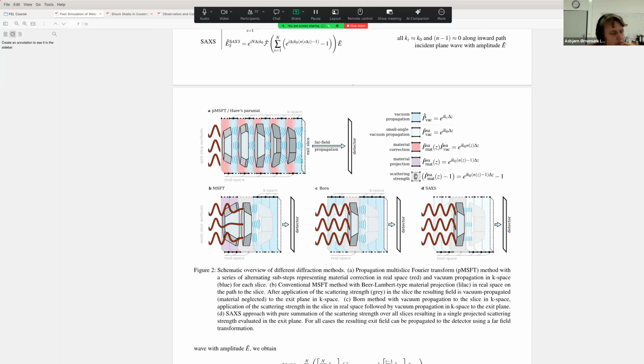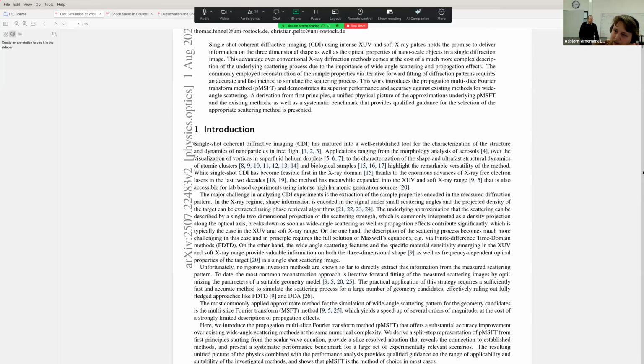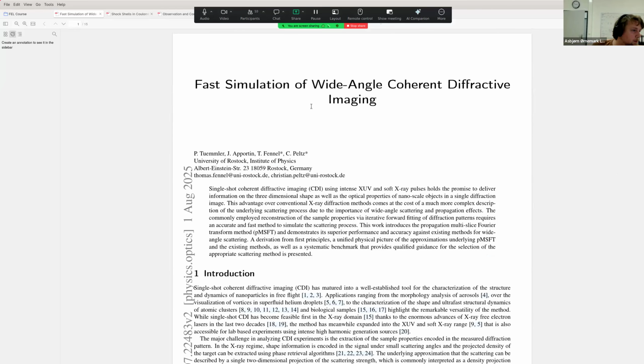But my impression is that it's not as parallel. It's not as easy to run on a graphics card, but this is the one if you want to find it.